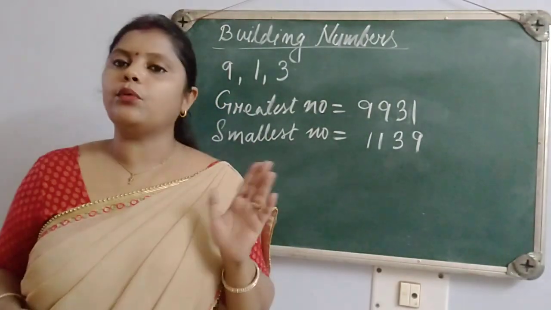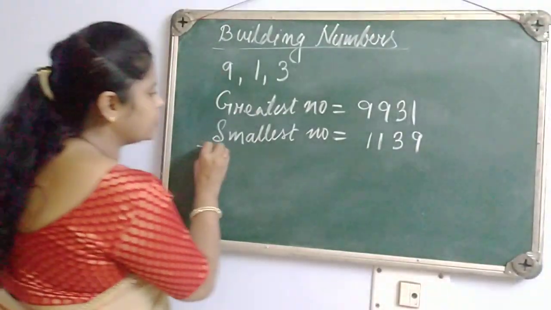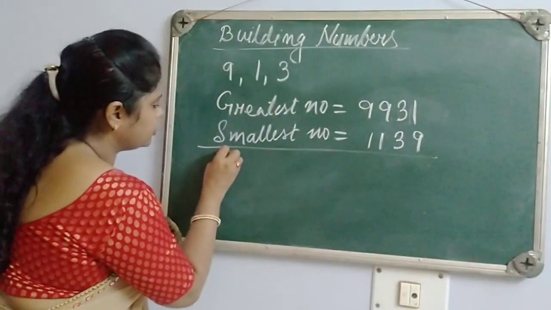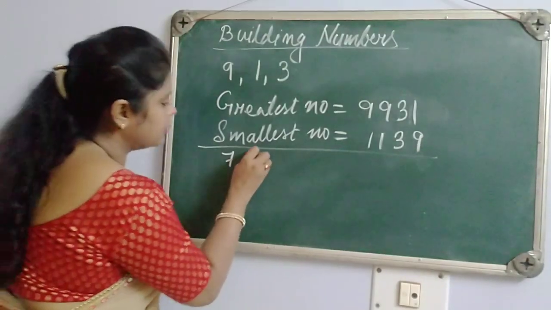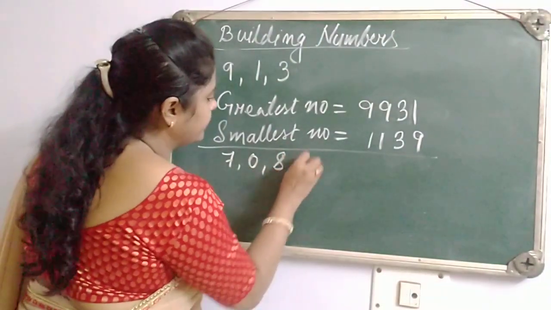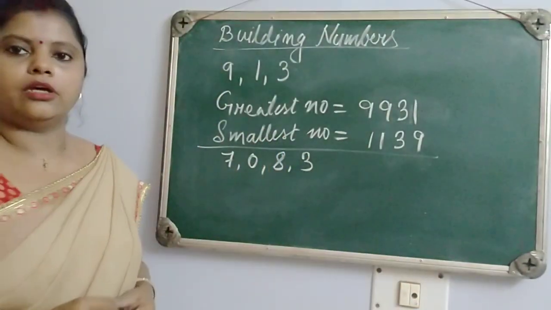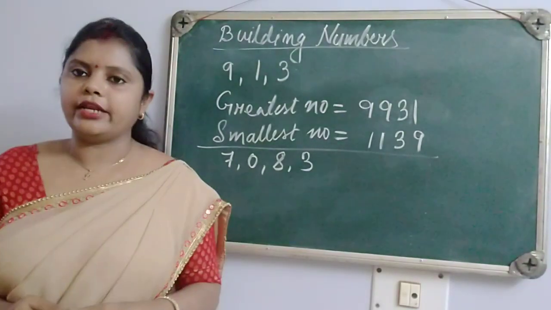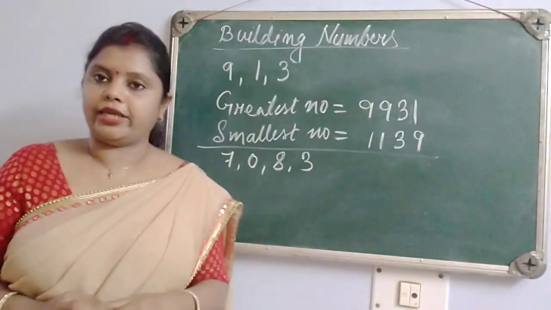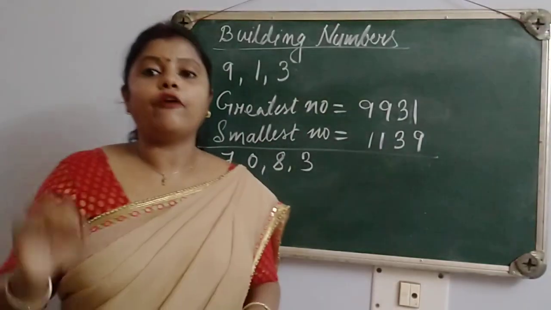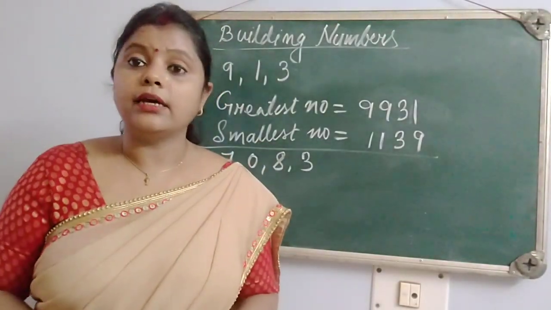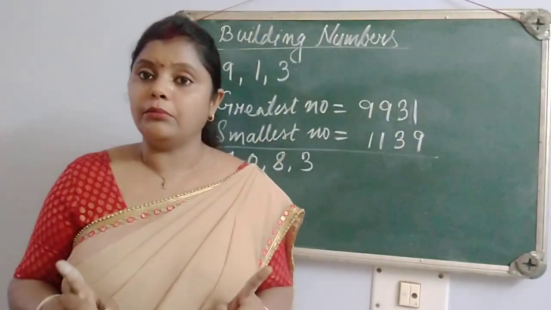Again I am going to give you one more example. So let's come with that topic. Suppose the digits are 7, 0, 8, 3. Okay, so 4 digits are written here, 7083. And the question is, form the greatest and smallest 6-digit number.